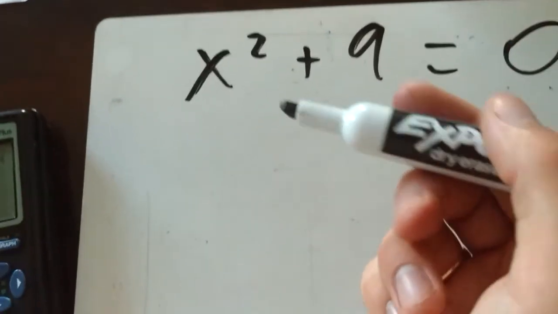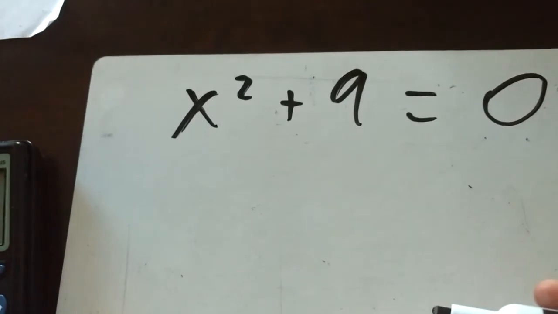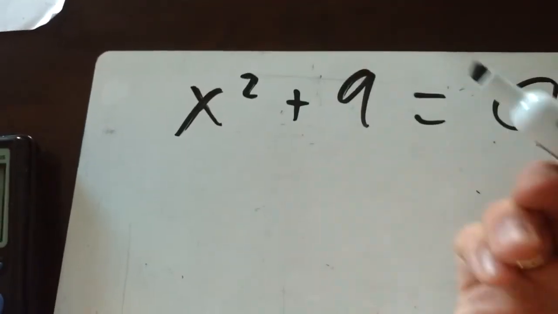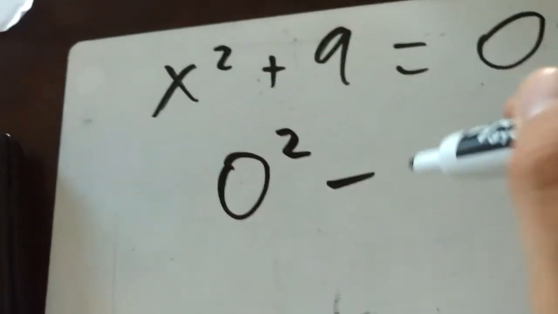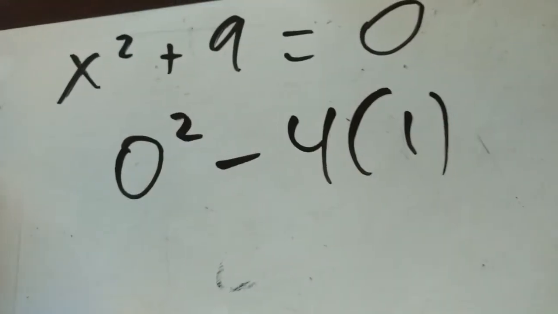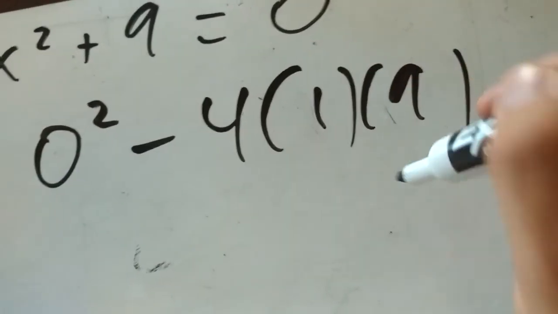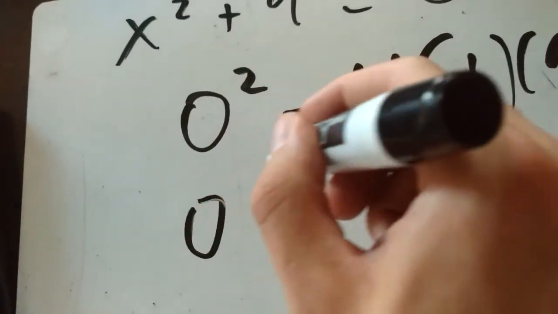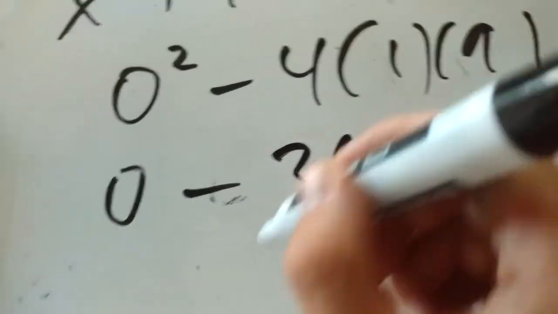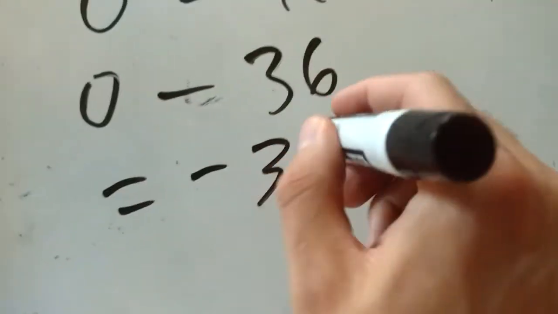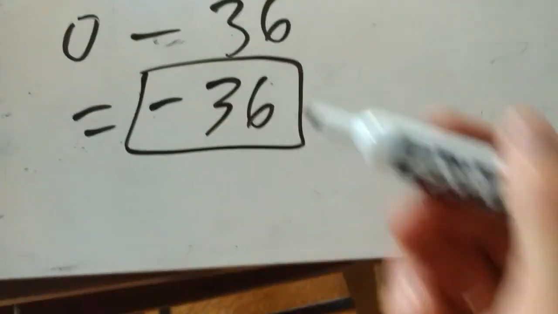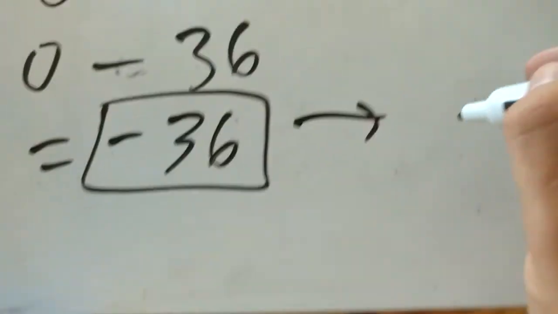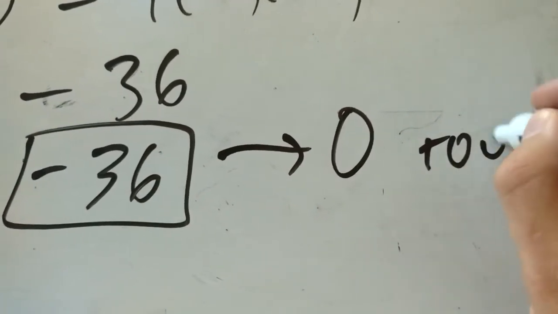So remember, our discriminant is going to be b squared minus 4ac. Well, b is 0. There is no b in here. There's no something x. So it would be 0 squared minus 4 times a, which is 1, times c, which is 9. So in this case, we'll have 0 minus 4 times 1 times 9, which is 36. Or in other words, we'll have negative 36. So negative 36 in this case is our discriminant. That's a negative number, so that means we have no roots.